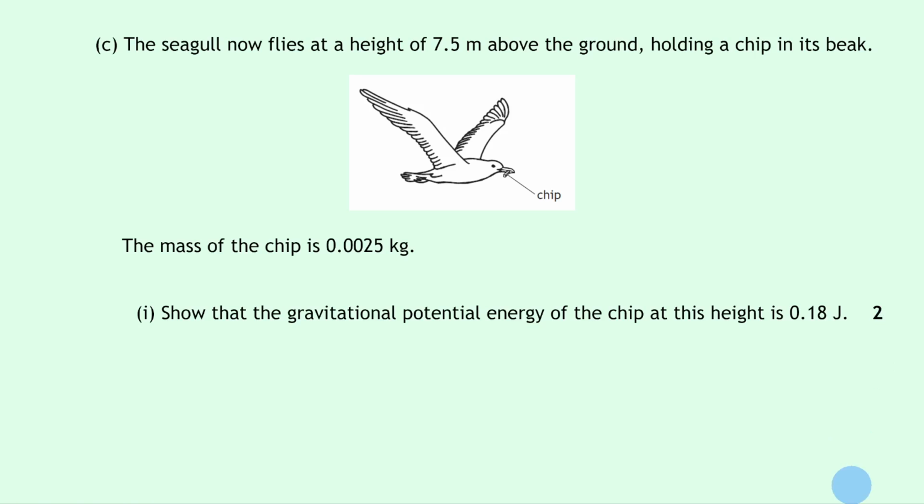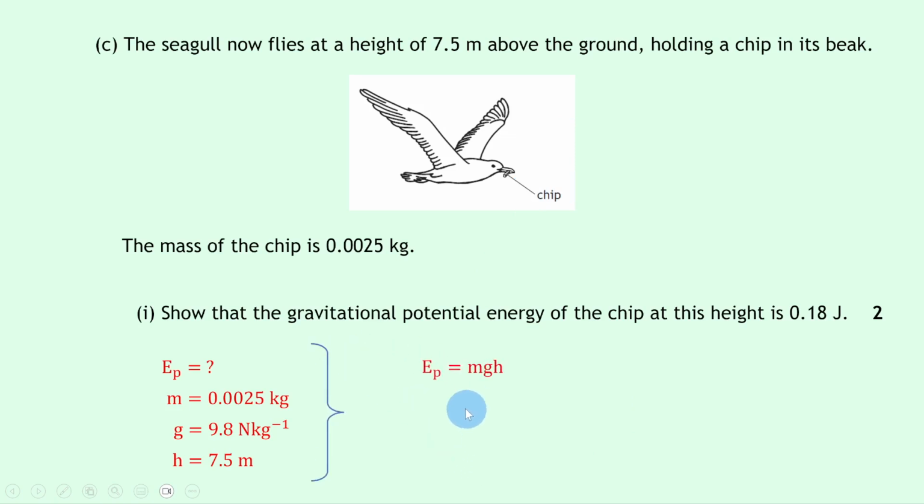Well, writing down what we know from the question, we're trying to calculate the potential energy EP. We know the mass of the chip is 0.0025 kilograms, the gravitational field strength g on Earth is 9.8 newtons per kilogram, and lastly the height h of the chip is 7.5 metres, because the chip is in the seagull's beak, so it must also be at 7.5 metres initially. Now writing down our equation for gravitational potential energy, we have EP equals mgh. Substituting in the numbers gives 0.0025 times 9.8 times 7.5, and putting that into your calculator should give you an answer of 0.18 joules, as expected.